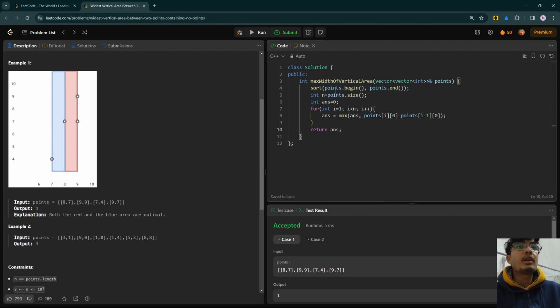Now, what will be the time complexity? Any sort function will have a time complexity of n log n, so the sort here will take n log n. The loop is linear time complexity, and the rest is constant time. What about the space complexity? I have not used any linear space here, so the answer is big O of 1. Time complexity is n log n, space complexity is O of 1.